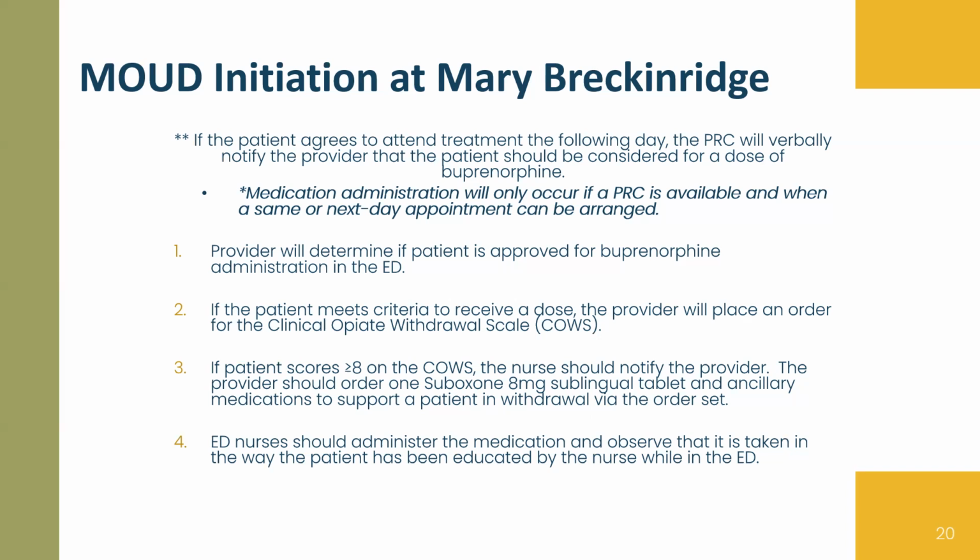The provider is then going to assess the patient for any exclusion criteria, which I will review with you as a part of the ARH protocol. And then you as a provider will order the clinical opiate withdrawal scale. The nurse is going to conduct the clinical opiate withdrawal scale, which does exist in Meditech. If the score on this scale is 8 or greater, then the provider will order an 8 milligram dose of the medication. The nurse will then administer and observe the patient is taking the medication.